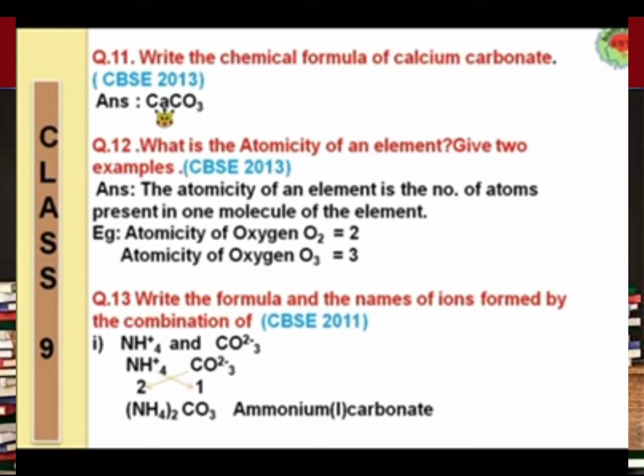Next question, what is the atomicity of an element? Give 2 examples. The atomicity of an element is the number of atoms present in one molecule of the element. Atomicity of oxygen is 2. Here, not oxygen, ozone O3. The atomicity will be 3.